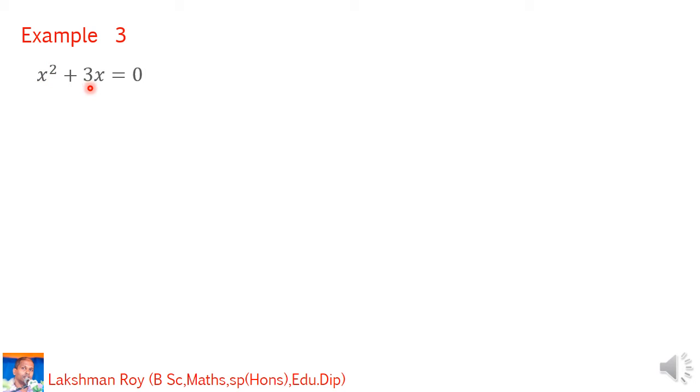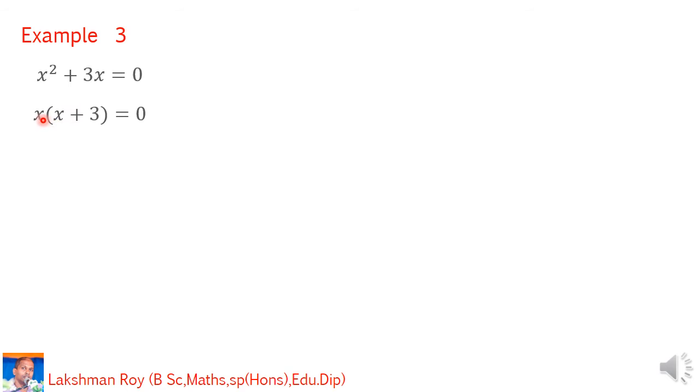Now our method is factorization. Two terms, x square and 3x. For factorization, first check whether there is a common factor. What is the common factor of x square and 3x? You can see x is common, right? If you take x out from both terms, what remains from x square is x, x into x, and from 3x remains 3, right? Now it is already factorized.